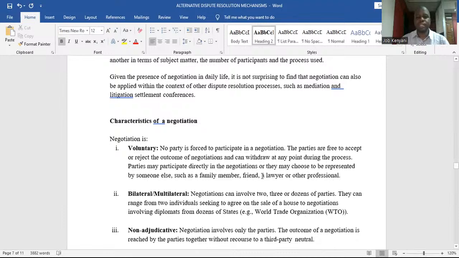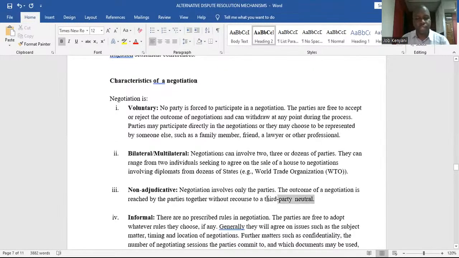It is non-adjudicative. It involves only the parties. The outcome of negotiation is reached by the parties together without recourse to a third party. So there's no neutral third party under negotiation. But for mediation and arbitration, a third party is involved.